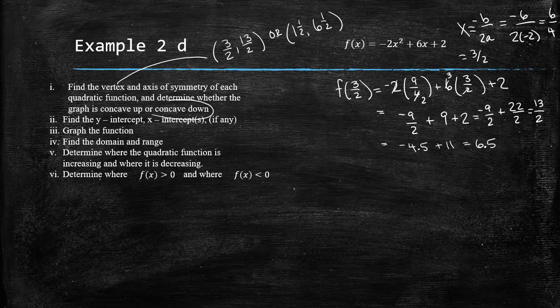Okay, concave down again because we have that negative out front. The axis of symmetry is the vertical line that goes through the vertex, so x is equal to 3 over 2 will be the axis of symmetry. Okay, x-intercepts, so set it equal to 0.